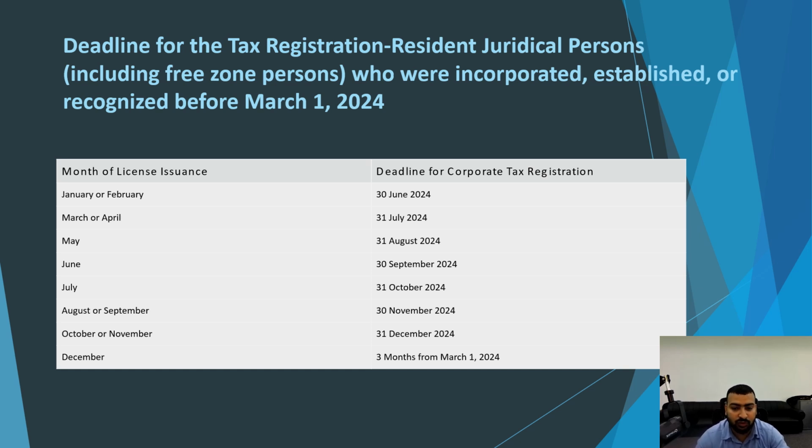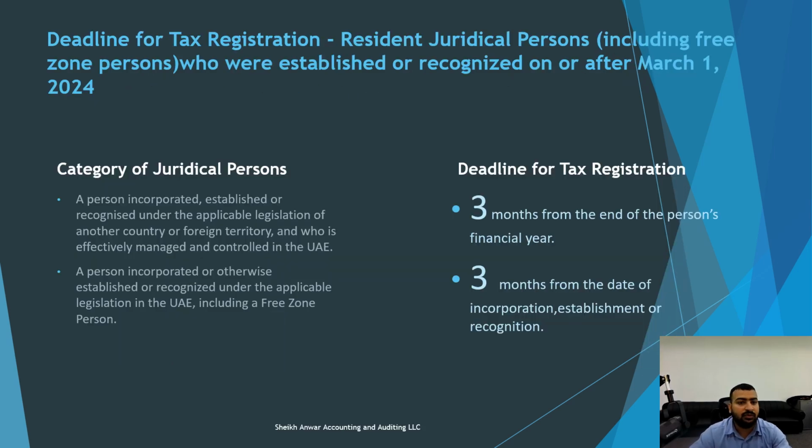If the license was issued in June, the corporate tax registration deadline is 30th September 2024. If the license was issued in July, the deadline is 31st October. If the license was issued in August or September, the deadline is 30th November 2024. If the license was issued in October or November, the deadline is 31st December 2024. If the license was issued in December, the deadline for the corporate tax registration is 3 months from March 1st, 2024. Okay, so we move to the next slide.